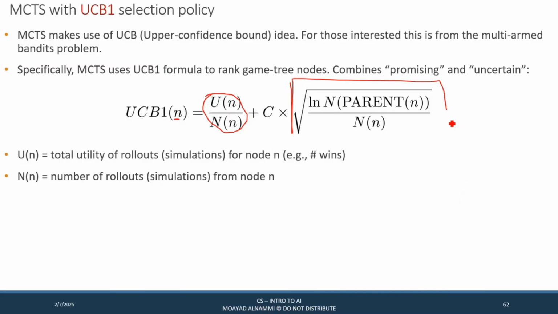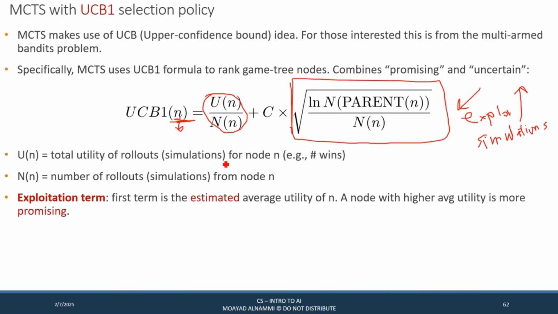Now this term here is interesting. This is actually computing the exploration term. How uncertain am I for this particular game node or game state? I'm going to be uncertain if I did not do a lot of simulations at this node. If I didn't do a lot of simulations, this exploration term will be very high.